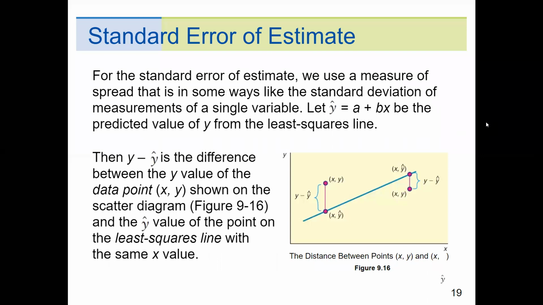For the standard error of estimate, we use a measure of spread that is in some ways like the standard deviation of measurement of a single variable. Let y hat equal a plus bx be the predicted value of y from the least squares line. Then y minus y hat is the difference between the y variable of the data point (x, y) shown on the scattergram, figure 9.16, and the y hat value of the point on the least squares line with the same x value. I'll give you a few minutes to draw that diagram out if you are someone who takes notes.